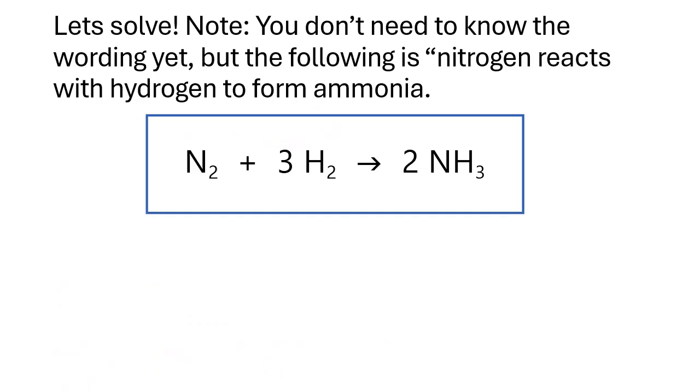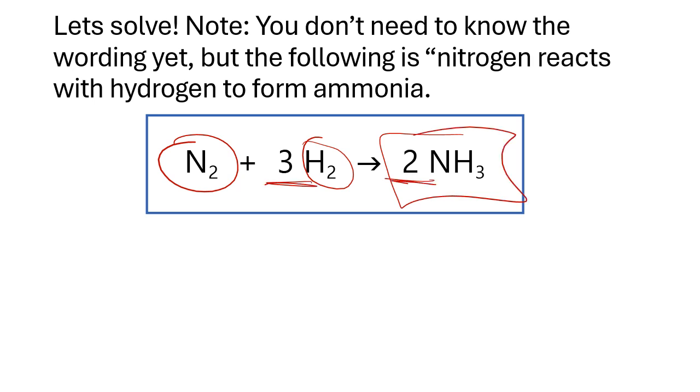You don't need to know the wording of this, especially NH3, but keep in mind N2 nitrogen is a diatomic, like H2 is a diatomic. So if we say hydrogen and nitrogen react to form NH3, you're not going to have to balance those reactions. That's what this is.